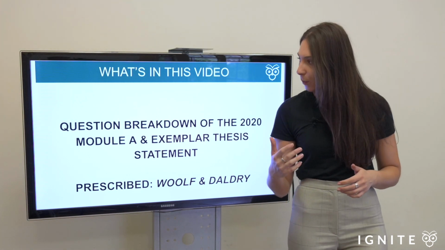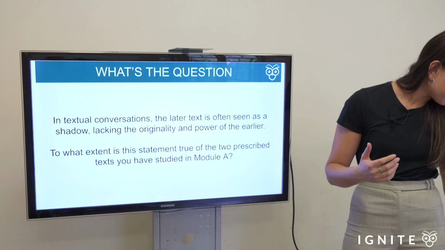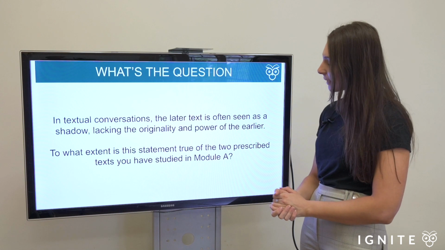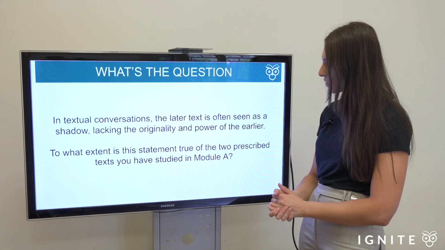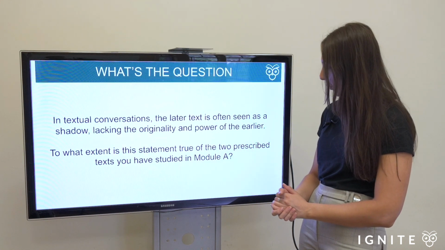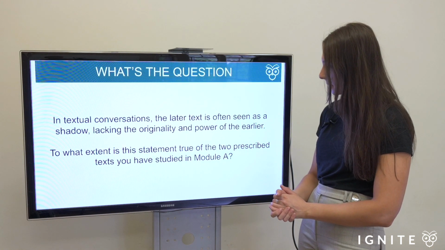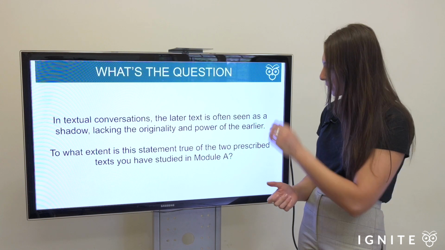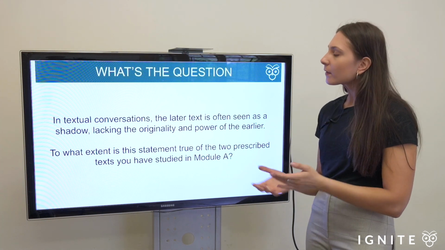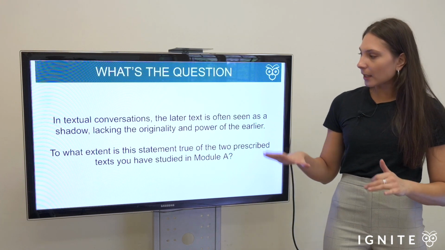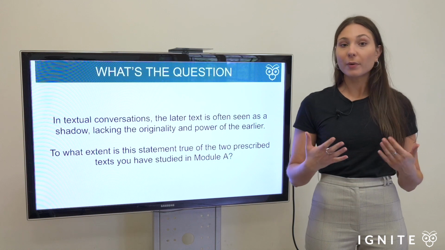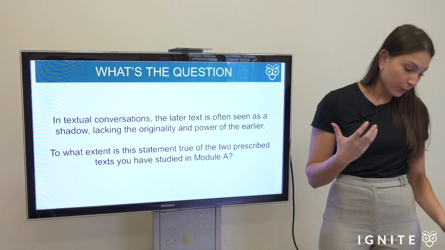Let's take a look at the wording of last year's question. So it reads here, in textual conversations, the later text is often seen as a shadow, lacking the originality and power of the earlier. To what extent is this statement true of the two prescribed texts you have studied in Module A? So before even getting into the exam and knowing how to answer this question, there are a few points on preparation that I wanted to talk through first.